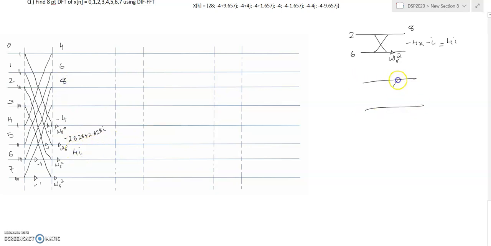Then we have to solve the next butterfly, which will be minus 1 and W_8^3, so that will be like 3 and 7, so the output is 10, and minus 4 into W_8^3, which as we had written earlier is minus 0.707 minus 0.707j, and the output will be plus 2.828 plus 2.828j.